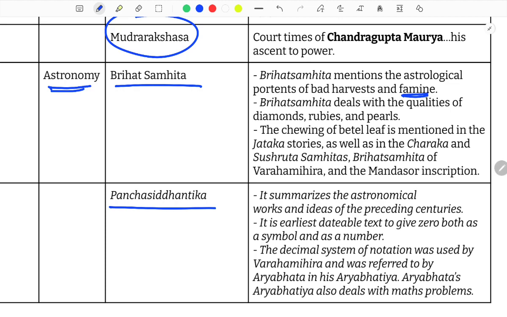Then Panchasiddhantika. We have covered the Mandsaur inscription about the silk guild. Panchasiddhantika summarizes the astronomical works and ideas of the preceding centuries. It is the earliest datable text to give 0 both as a symbol and as a number. Keep this in mind. The decimal system of notation was used by Varahamihira and was referred to by Aryabhatta in his Aryabhatiya. Aryabhatta's Aryabhatiya also deals with maths problems.